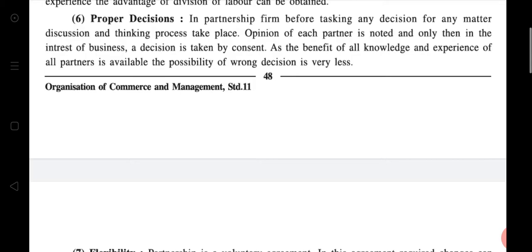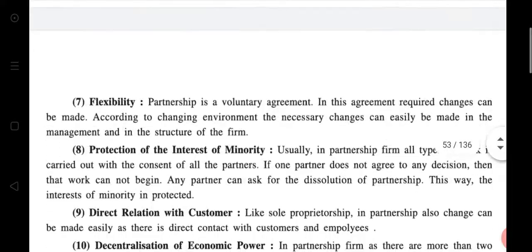Here I mention that free consent is allowable. As the benefit of all the knowledge and experience of all the partners is available, the possibility of a wrong decision is very low compared to a sole proprietorship.